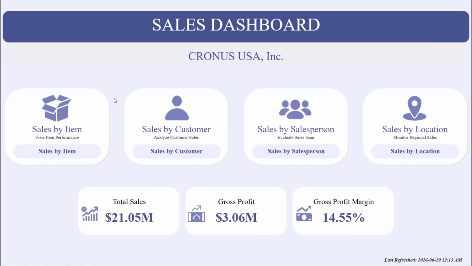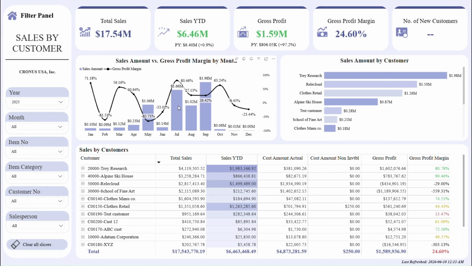Now we go to the Sales by Customer page that provides a complete customer performance analysis. You can analyze number of new customers, sales amount versus gross profit by month. This visual helps you track monthly sales performance alongside gross profit margin, allowing you to understand whether revenue growth is translating into profitable business growth and identify trends that may require attention.